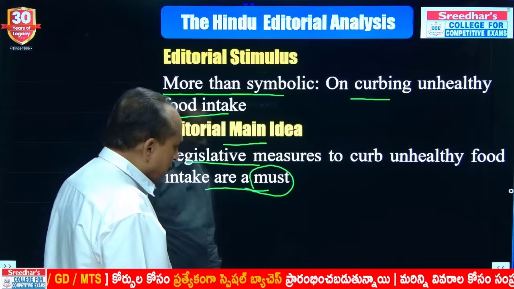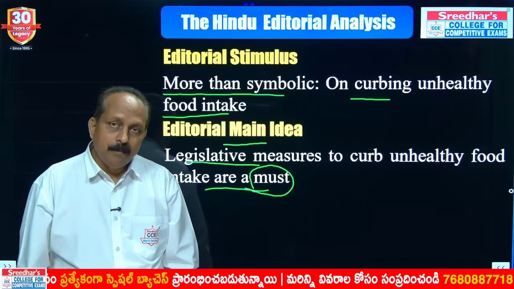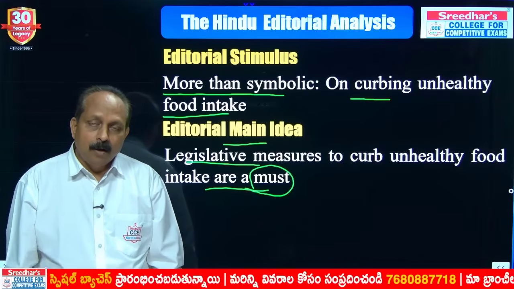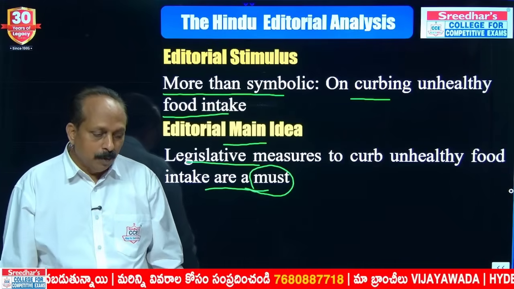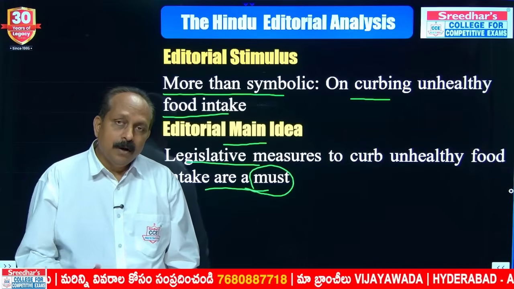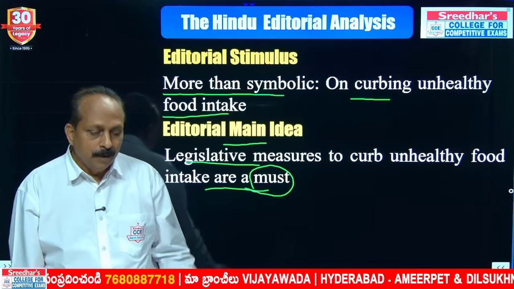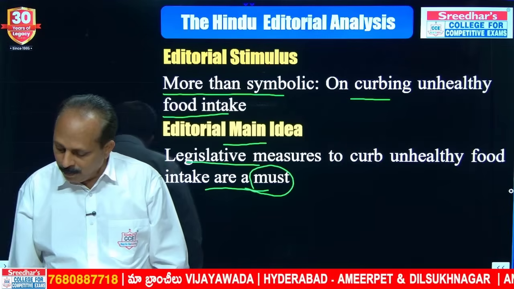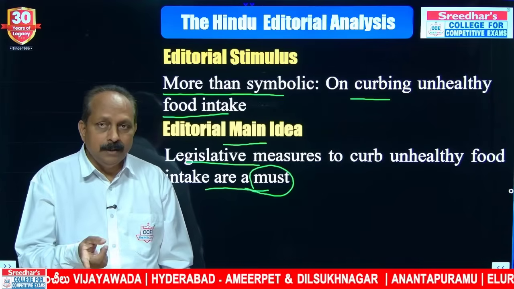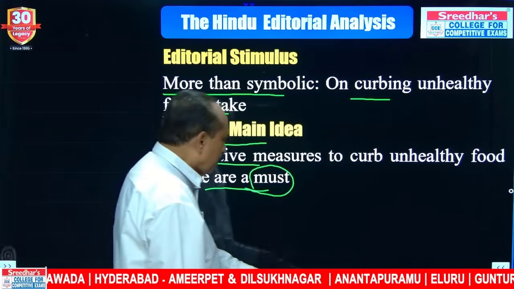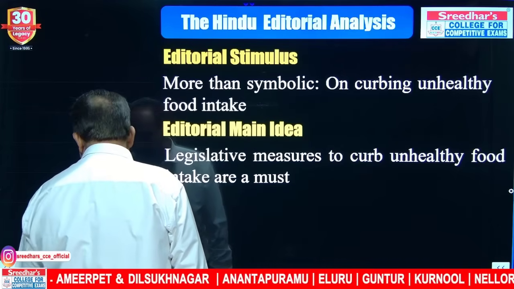Measures are a must. Must has two functions. One, it is used to express a personal obligation or an obligation imposed by the writer or the speaker. In this context, a writer. Obligation means what? Responsibility, duty, something you should do because you have promised to do. And second function, it is used to convey the idea that something is compulsory. In this context, the second meaning, not the first one. Something is compulsory. What is compulsory? Legislative measures.